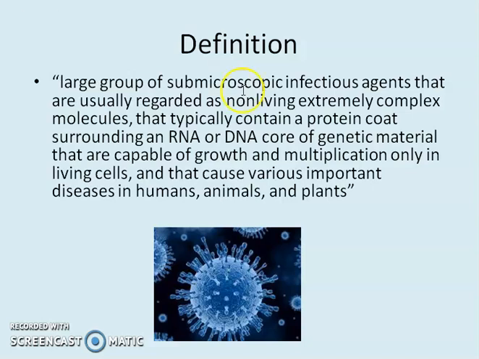And another important thing is that they contain a protein coat. Their structure is extremely complex, having a protein coat which includes a core of genetic material which is made up of either DNA or RNA. You know that viruses carry either DNA or RNA, and they are capable of growth and multiplication only in living cells. And they can grow in different living cells like human beings, animals, plants, and also they can infect bacteria. That group of viruses that infect bacteria are called bacteriophages.